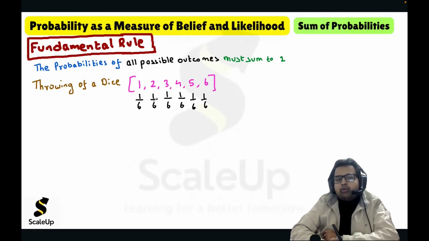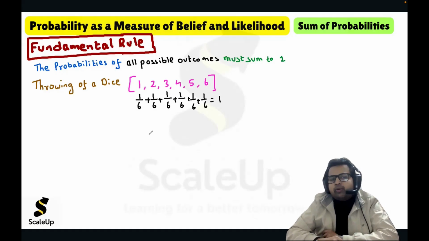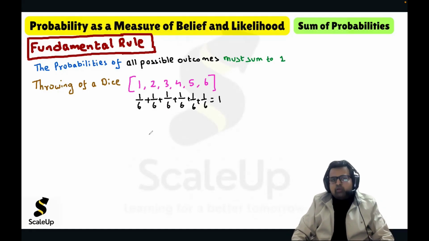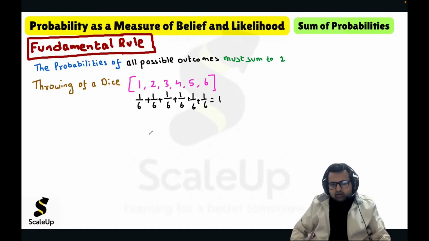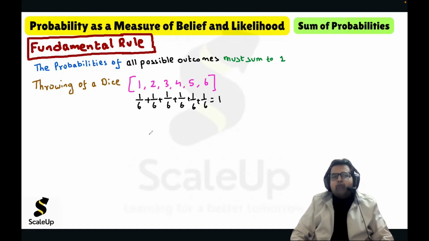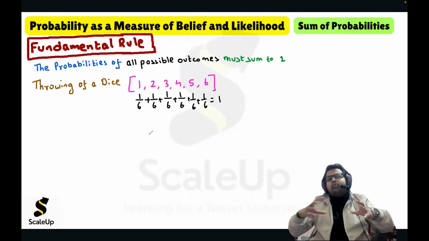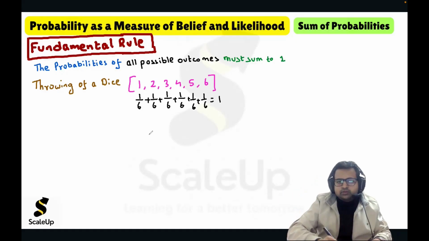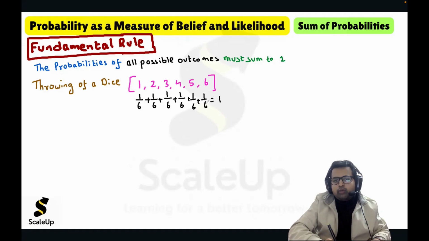Now I got the probabilities of all possible outcomes, and if I sum them, interestingly you will see that it will be 1. So that is the fundamental rule, or sum of probabilities rule. And this is like a universal rule. Any uncertain event you take, you identify all the possible outcomes, you calculate their probabilities, and when you sum the probabilities of all the possible outcomes, you will get 1. You have to get 1. That's the fundamental rule of probability.